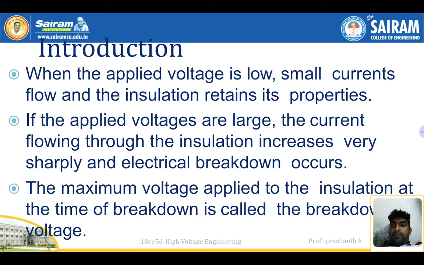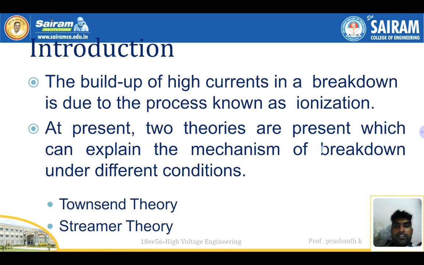When the applied voltage is low, a small current flows through the insulating medium, which retains its properties. If the voltage is low, nothing will happen. If the voltage is large, what happens? The current flowing in the insulating material increases, so a breakdown occurs and damage will occur. The maximum voltage applied to the insulating medium at the time of breakdown is called the breakdown voltage, right? The buildup of high current in a breakdown is due to a process known as ionization.